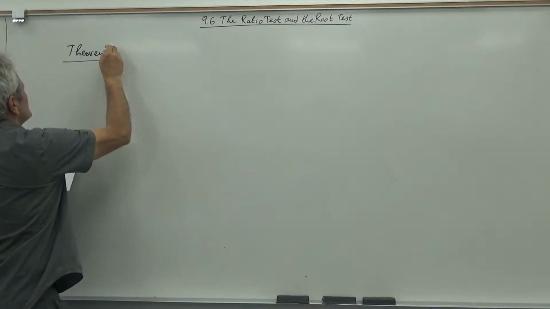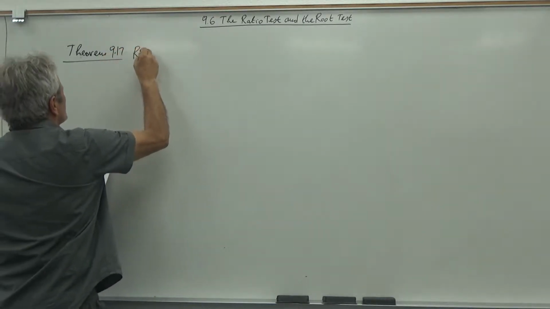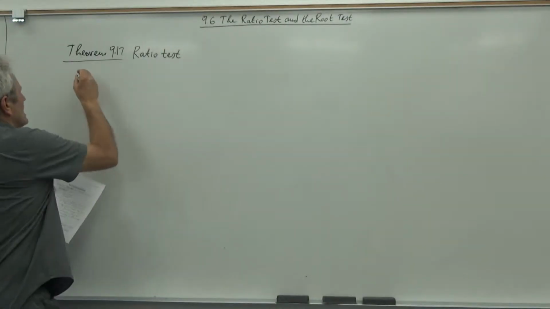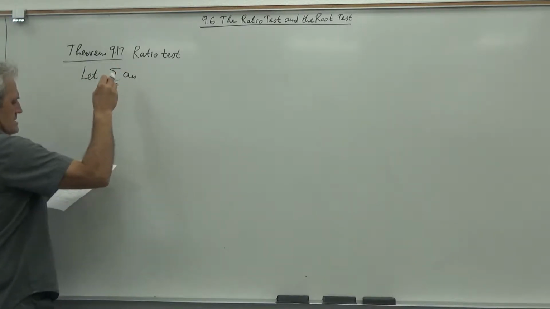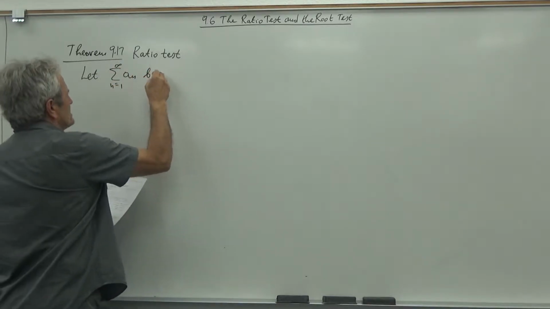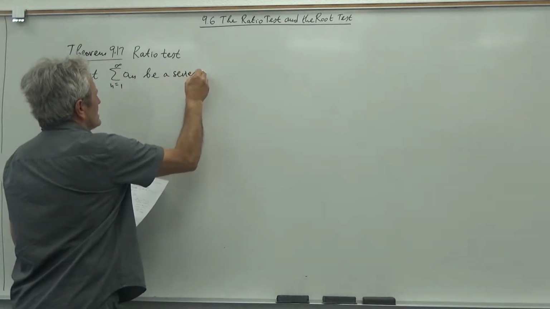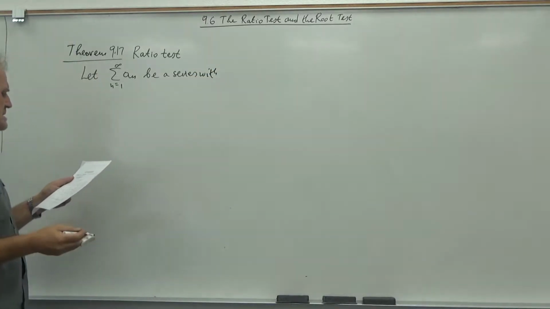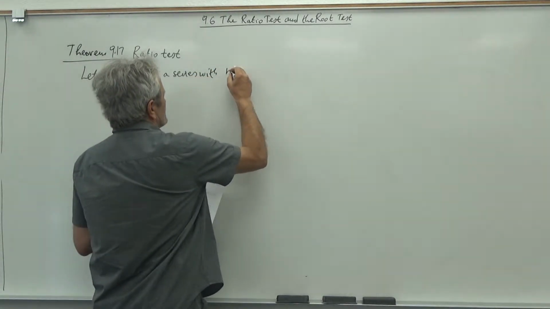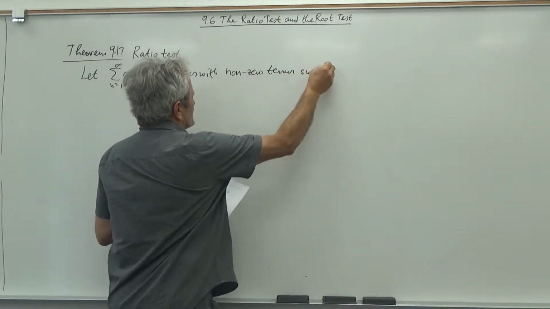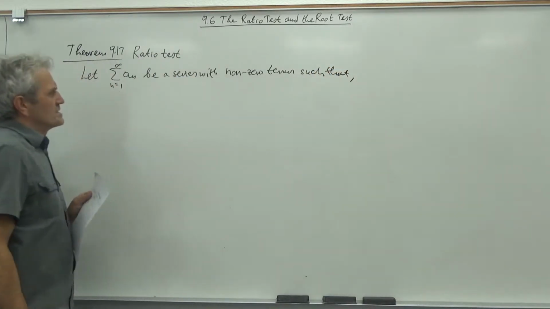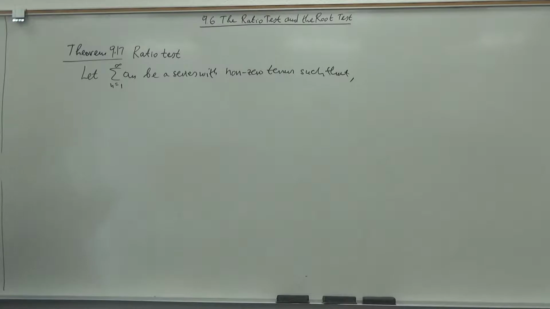Theorem 9.17, called the ratio test. Let the sum of a_n, n from 1 to infinity, be a series with non-zero terms, such that, actually, it can have a few zero terms as long as after a certain point they are non-zero, because that will not affect the limit.